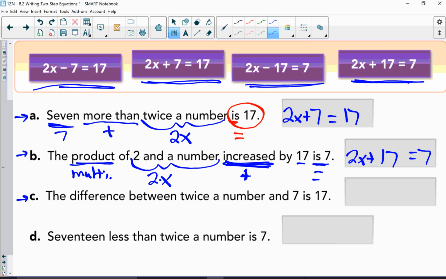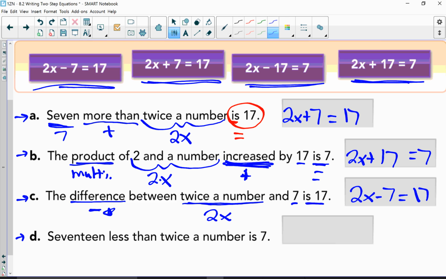Go ahead and give C a shot. The difference between twice a number and 7 is 17. Now this one can get a little tricky. The difference, meaning subtract, between twice a number, that's that 2x again, and 7. This is going to be 2x minus 7 equals 17.